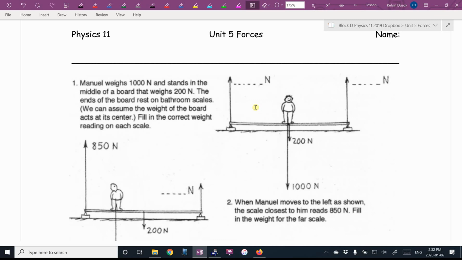Balanced. What's the total force pointing down, Josh? Do the math in your head. What must the total force pointing up be then? That's what Newton's... Is it accelerating up or down? No. Then the forces must be balanced. What must the total force up be? So how much on each scale? If we're standing dead center. Loud and proud. Yep.